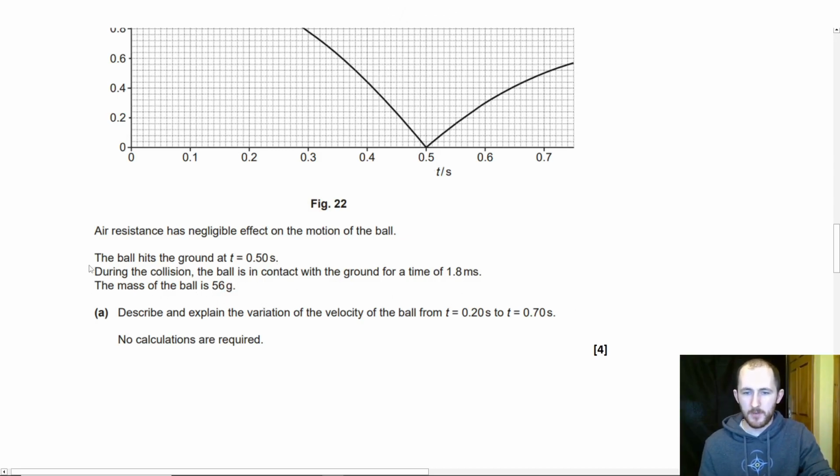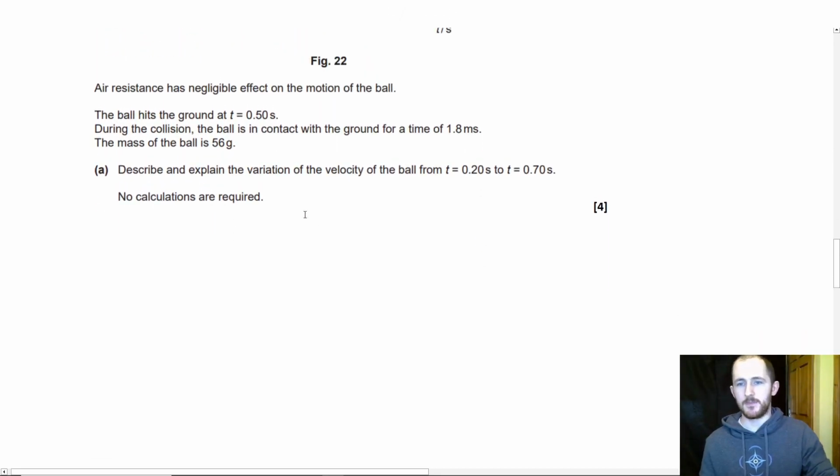Again, these last two lines are actually for a part that we're not going to include in this bit because it's to do with impulse, which is to do with momentum. So I've taken that out and I've put that into the other video. That comes later. So it just simply says, describe and explain the variation of the velocity of the ball from t equals 0.2 to t equals 0.7. No calculations are required. 4 marks.